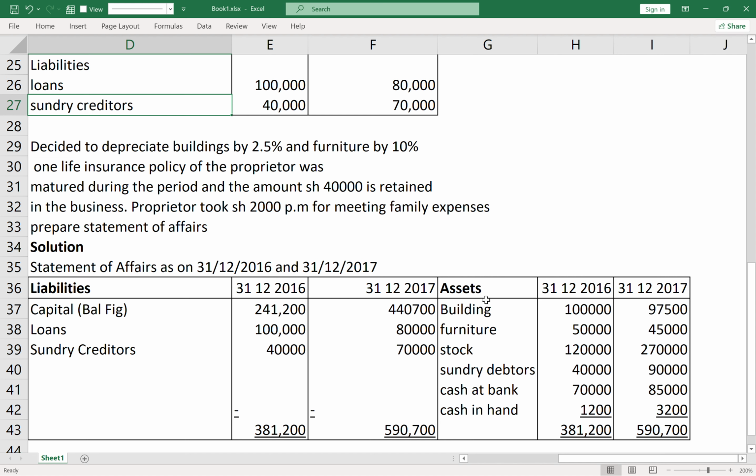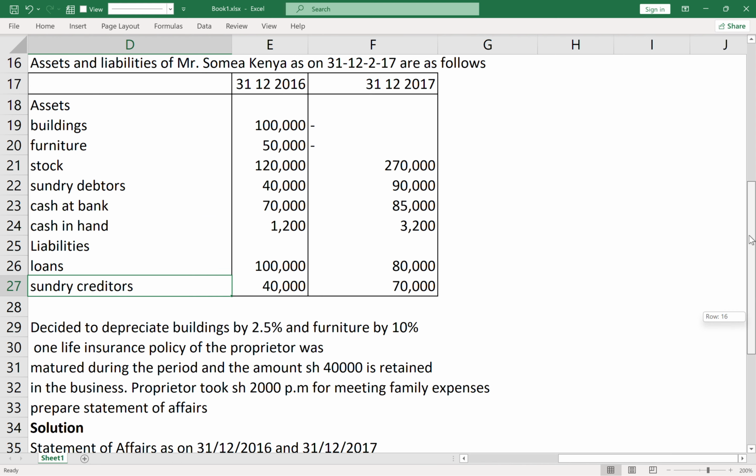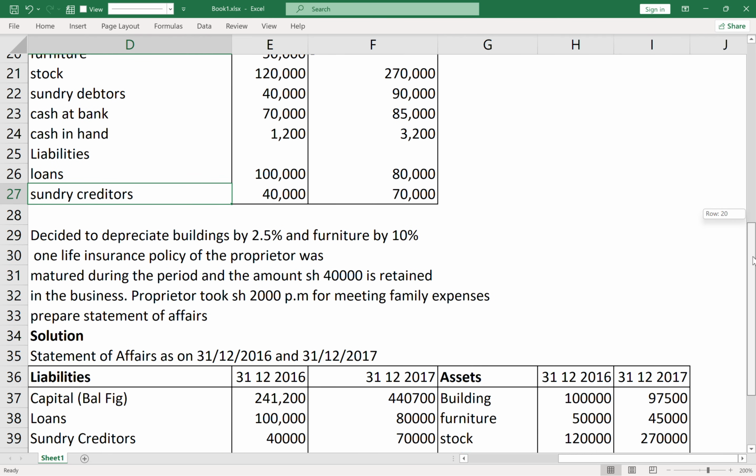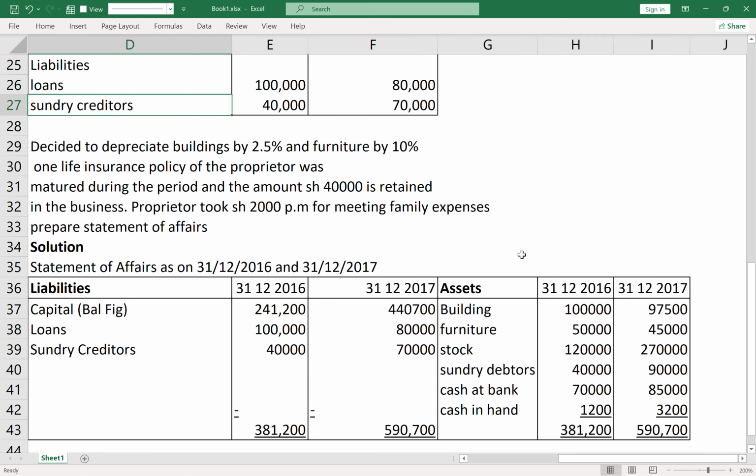And then we have the assets. We are going to bring the assets as they are in the question. So we start with the building. From our question, we have building 150,000 for 2016 and for 2017 we don't have. But we are told we decided to depreciate the buildings by 2.5% and furniture by 10%. So we are going to get the 2.5% of 100,000.